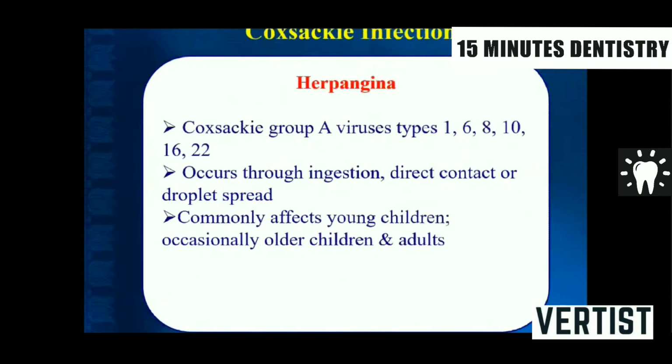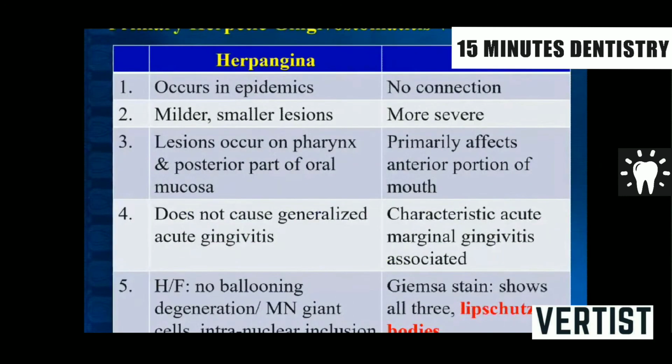Coming to the next virus, that is Coxsackie. In Coxsackie infection, the most important is herpangina. And what you have to remember the most is the differential diagnosis between herpangina and HSV, herpetic gingivostomatitis. If you remember this table, you will be able to write the clinical features of herpangina also.